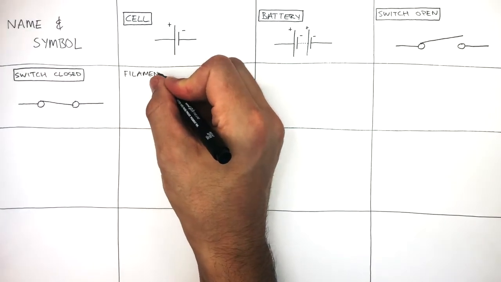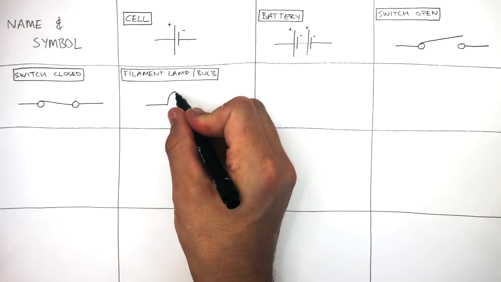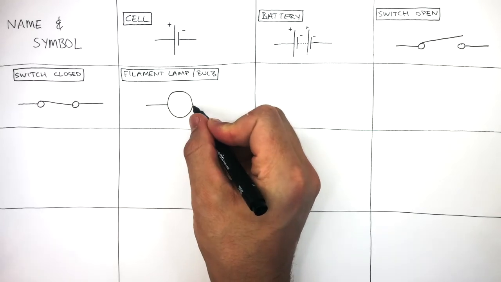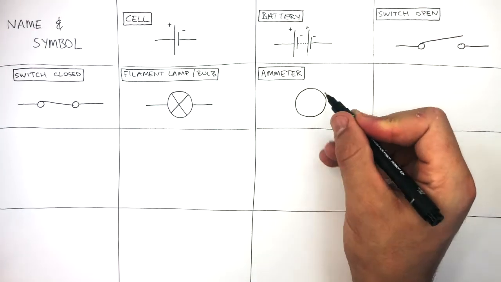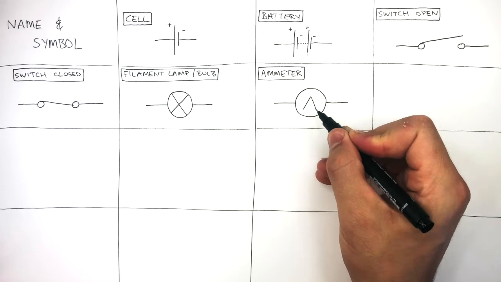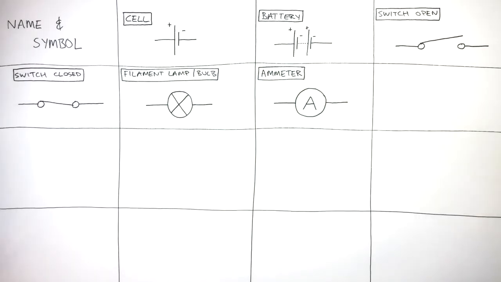This is a filament lamp or bulb. It can be recognized by the circle with two lines coming out of it with a cross in the middle of the circle. The filament in a bulb gives out light as it is heated by an electrical current. An ammeter can be recognized by a circle with two lines coming out of it and a capital A in the middle of the circle. The job of the ammeter is to measure the electric current in units of amperes, or amps for short.